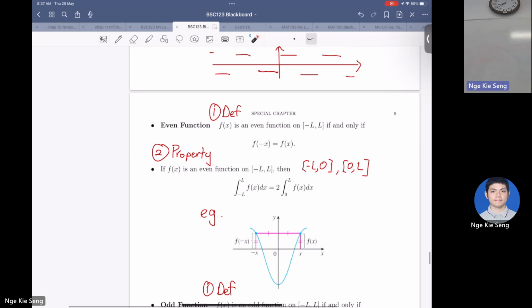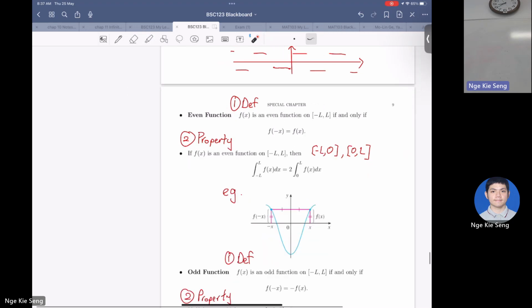In fact, do you know even function or odd function or not? No? Okay, then I quickly go through. An even function is a function that satisfies f(-x) = f(x), and an odd function satisfies f(x) = -f(-x).